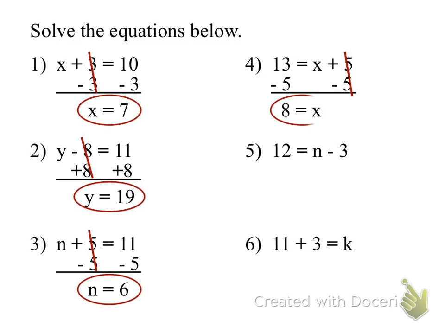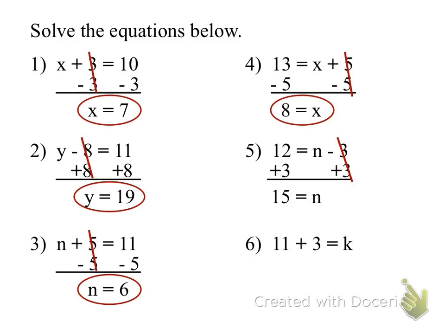Okay, what are we doing next? You have to add 3 to both sides. And what will the next line read? 15 equals n. Perfect. Why is number 6 a little bit tricky?